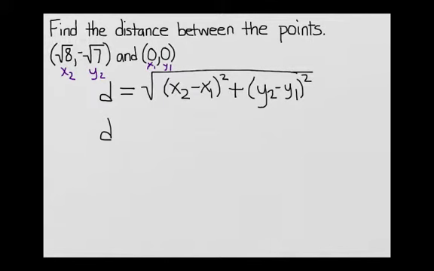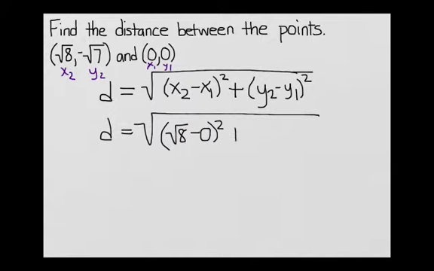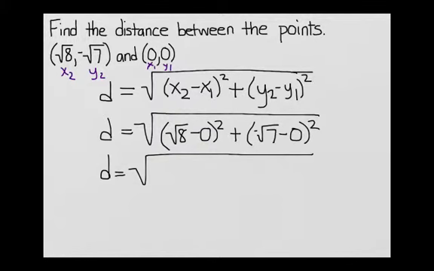So our distance is going to be equal to the square root of, and then x2 is the square root of 8 minus 0 squared, and we're going to add to that the opposite of the square root of 7 minus 0 squared, and that's going to give us the square root of 8 squared plus the opposite of the square root of 7 squared.